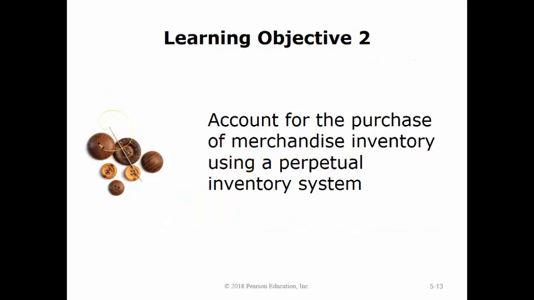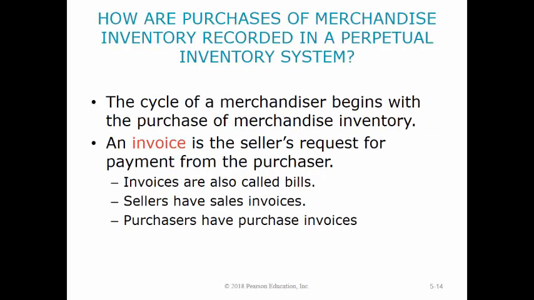In the second section, we will account for the purchase of merchandise inventory using a perpetual inventory system. The cycle of a merchandiser begins with the purchase of merchandise inventory. An invoice is the seller's request for payment from the purchaser. Invoices are also called bills. Sellers have sales invoices. Purchasers have purchase invoices.